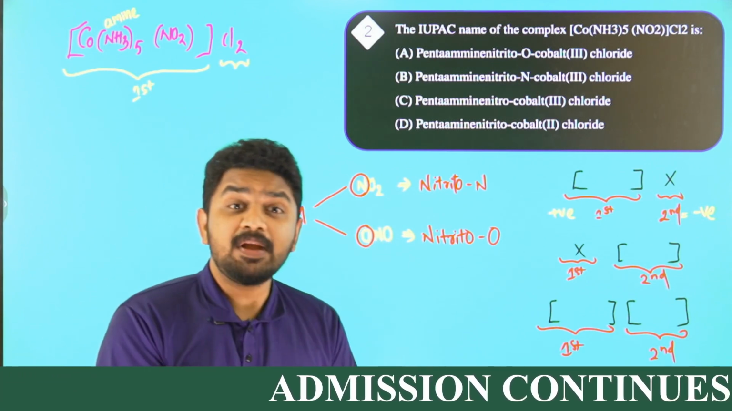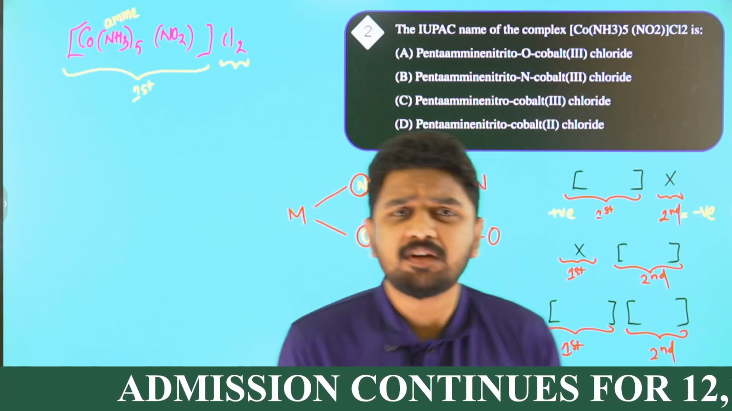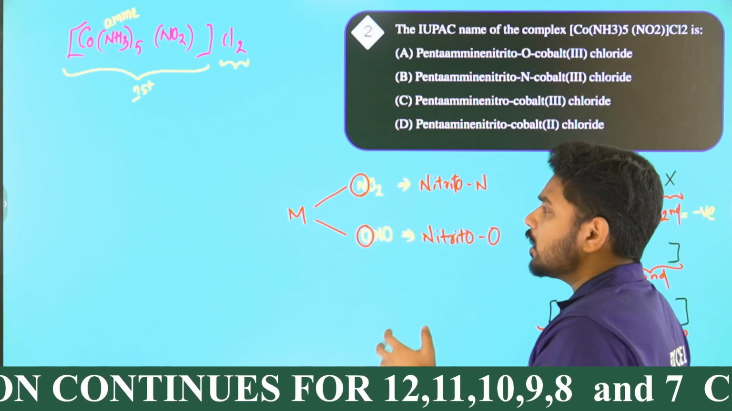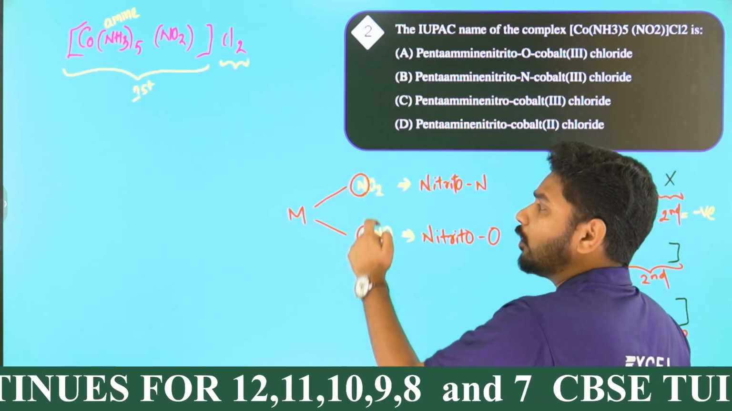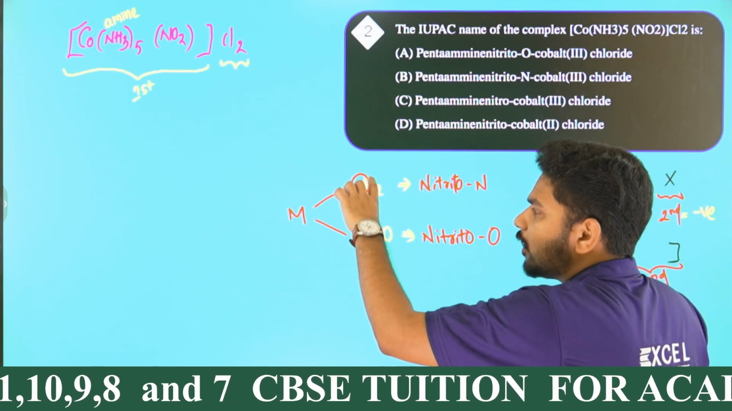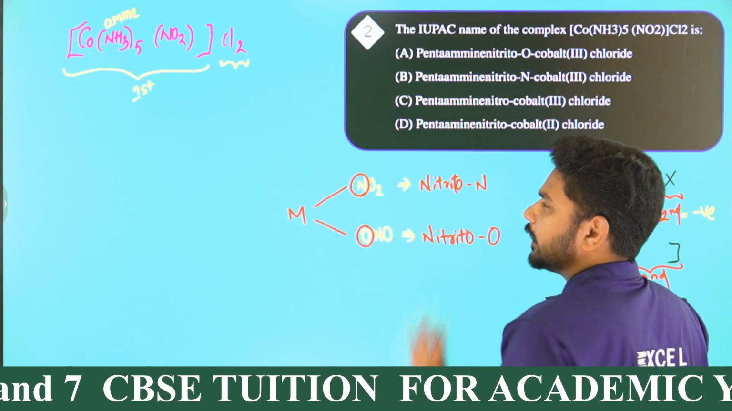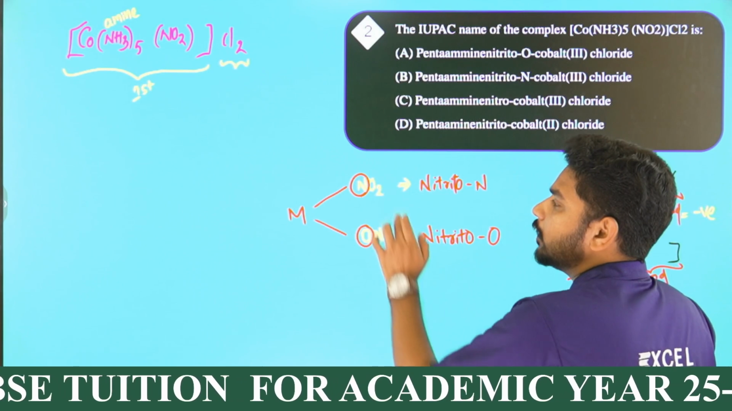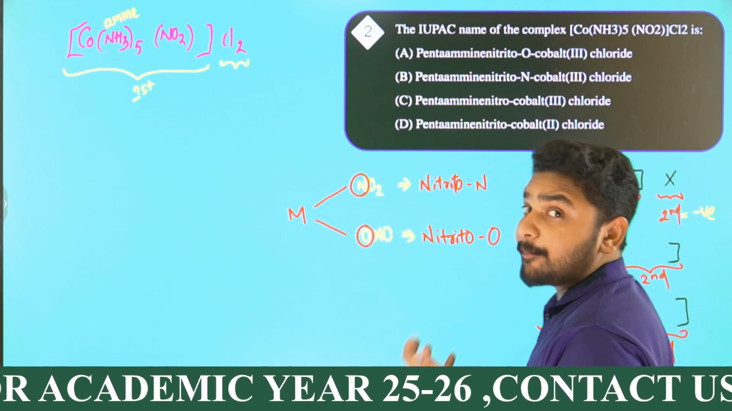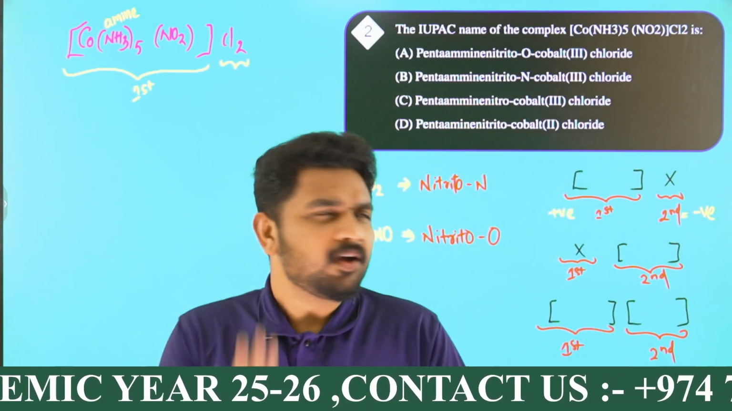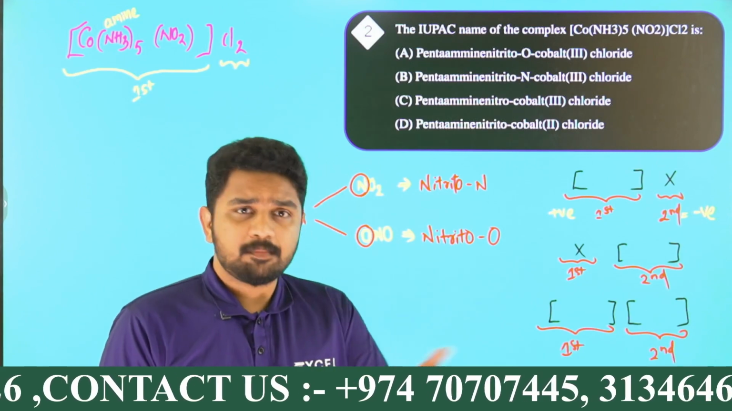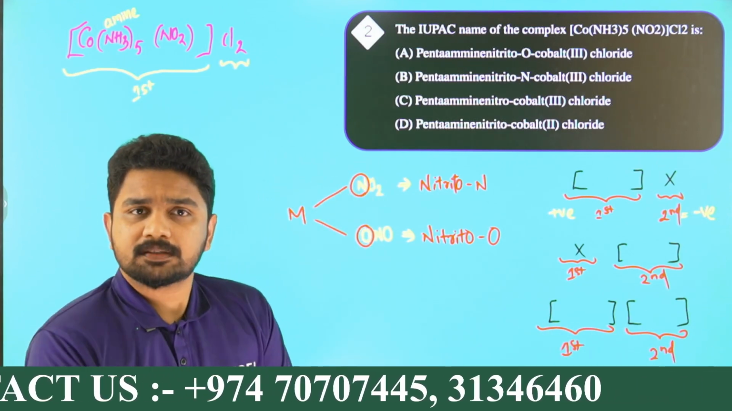Yes, correct. Ambidentate ligands. What are ambidentate ligands? Ambidentate ligands are ligands that have more than one donor atom. Same ligand, but it can make a direct bond with the central metal through nitrogen and also through oxygen. So these kinds of ligands are known as ambidentate ligands. That's an additional point. It can be a question, or it can be an objective question, giving an example.